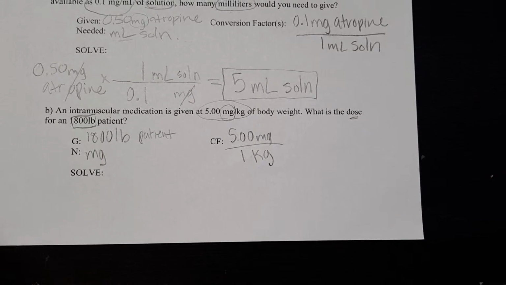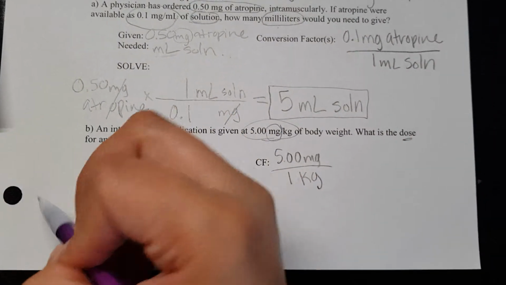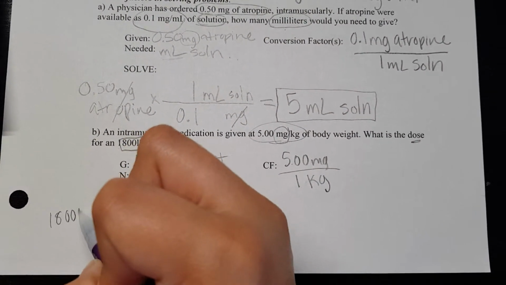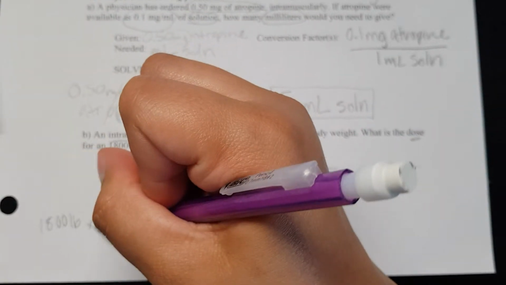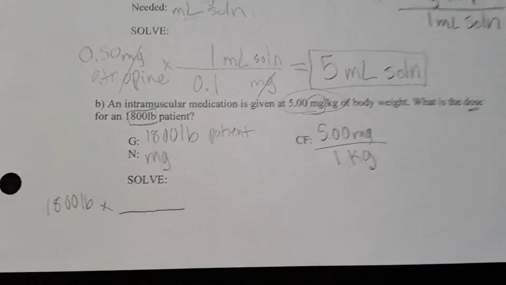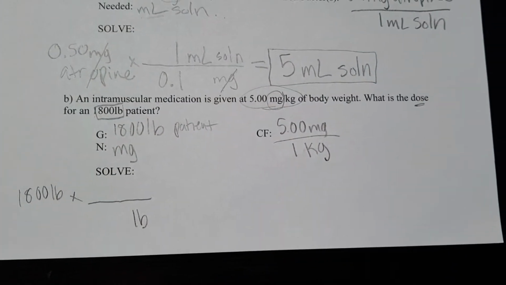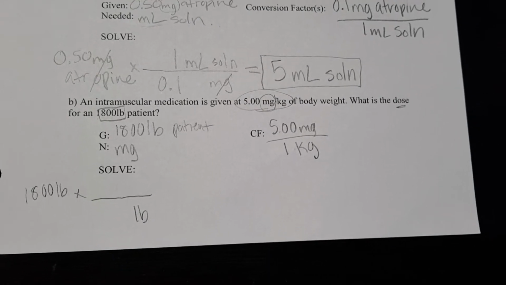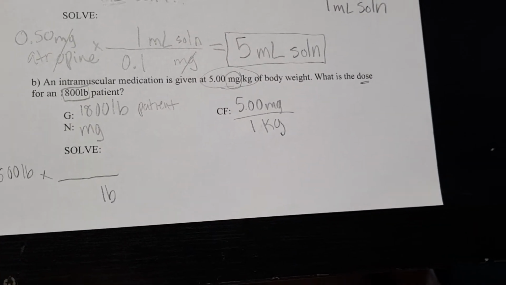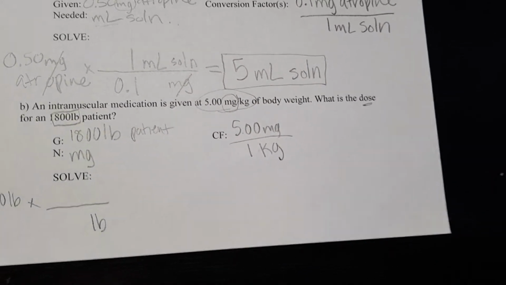So to begin, remember we always begin with our given, so 1,800 pounds. And remember, we want to get rid of pounds, so we know that pounds we want to put down here to get rid of. So we need to go from pounds to kilograms. We can use our chart also on page 38 of our textbook.